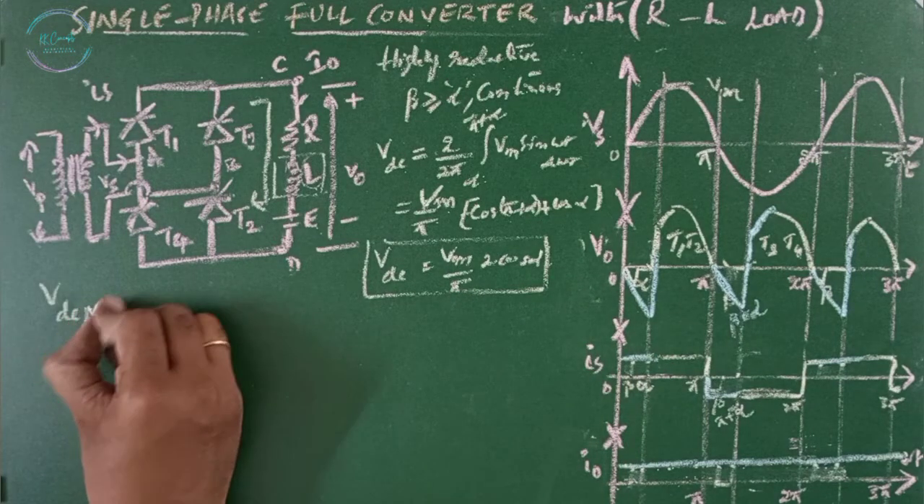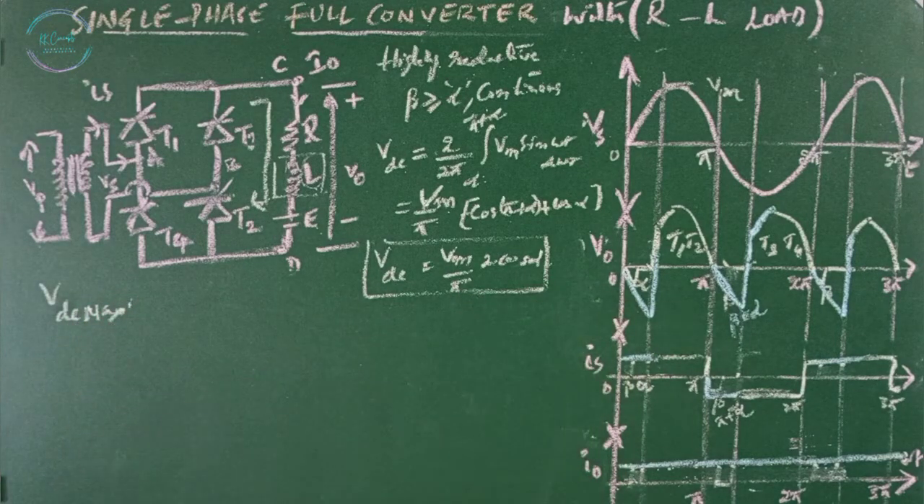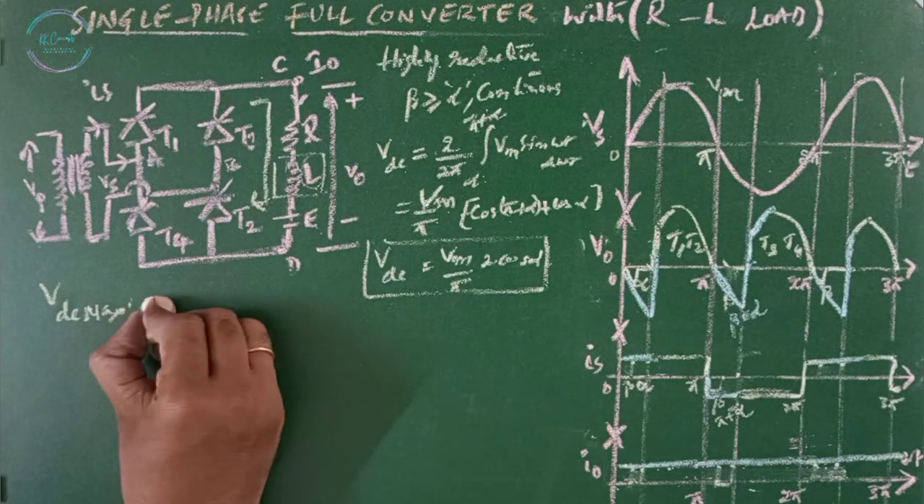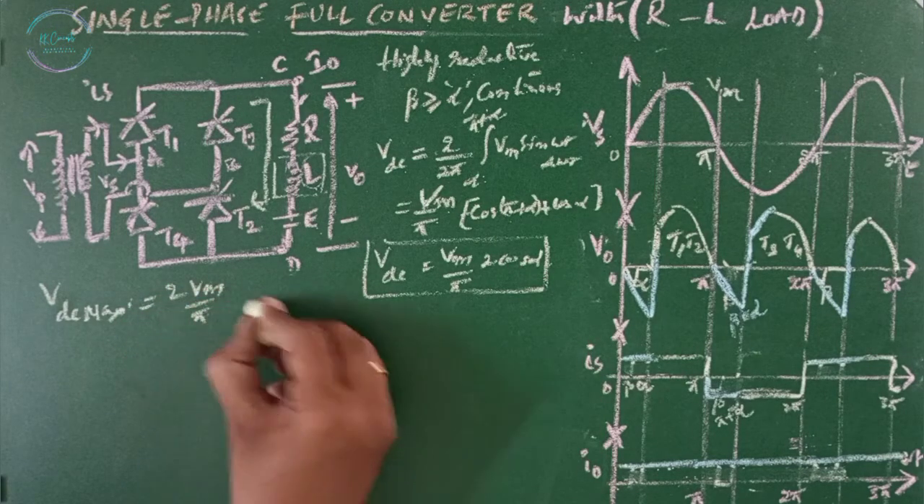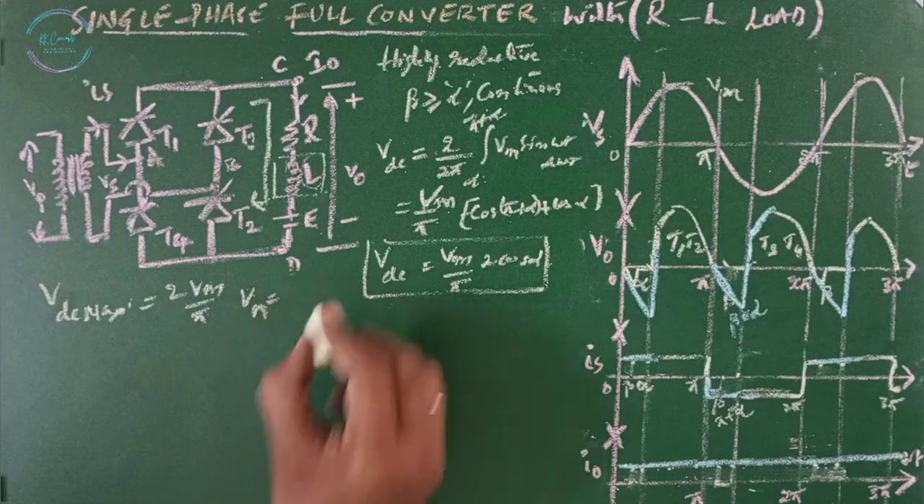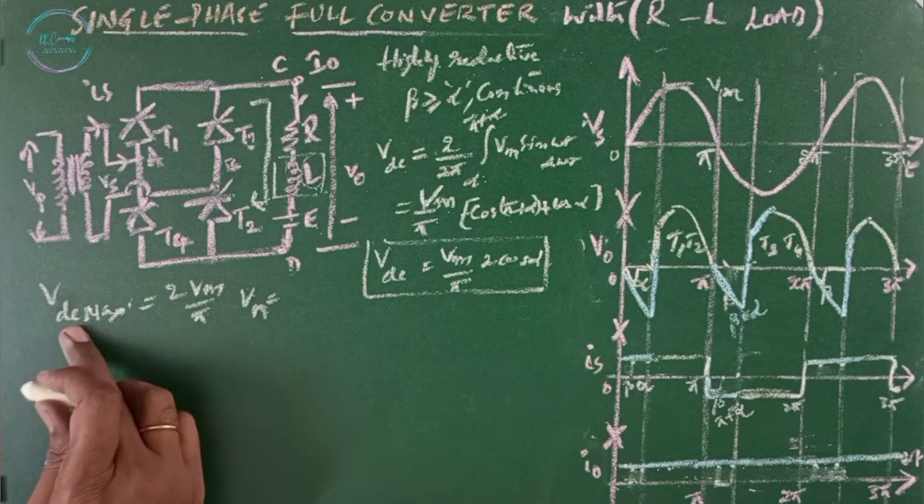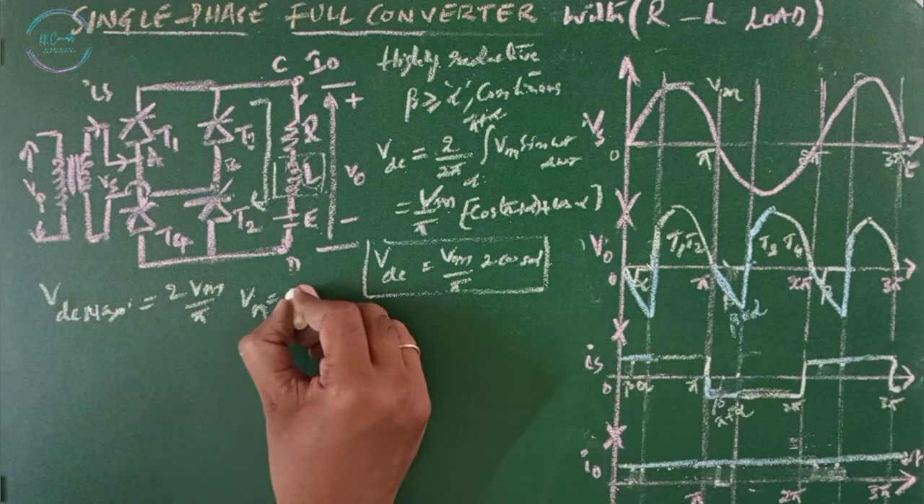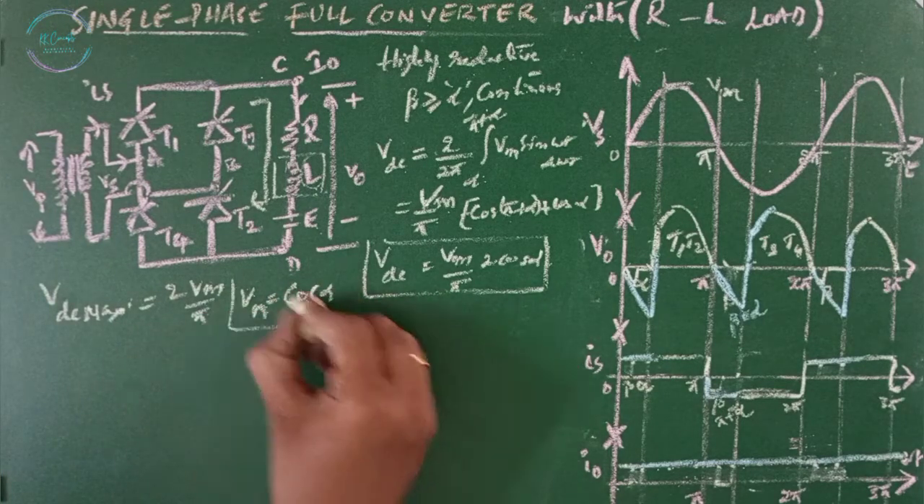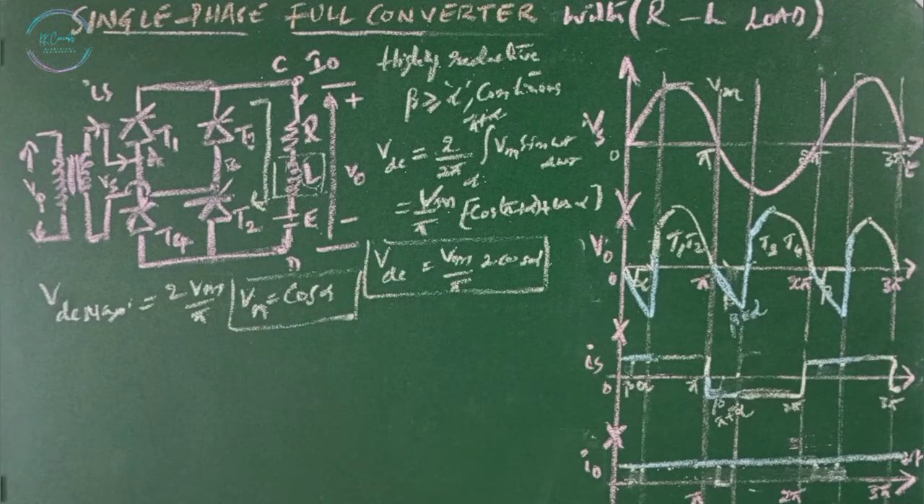Output voltage will be maximum at cos alpha equals 1. That will be, if cos alpha is 1, then 2 Vm by pi. Then the normalized voltage is given by the average output voltage divided by the maximum voltage. Dividing this by this, we get cos alpha. This is the normalized output voltage.